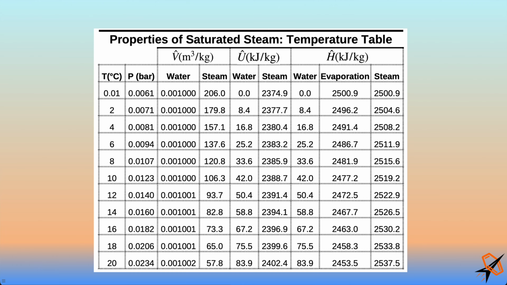What would you do if you were looking up a value in the table and needed the specific volume of steam at 9 degrees Celsius? Well, it lies between 8 degrees Celsius and 10 degrees Celsius, where you see the oval here. We could sort of guess that it's someplace between 120.8 and 106.3, so it's probably about 110. Is there a more formal way to go about finding this value?